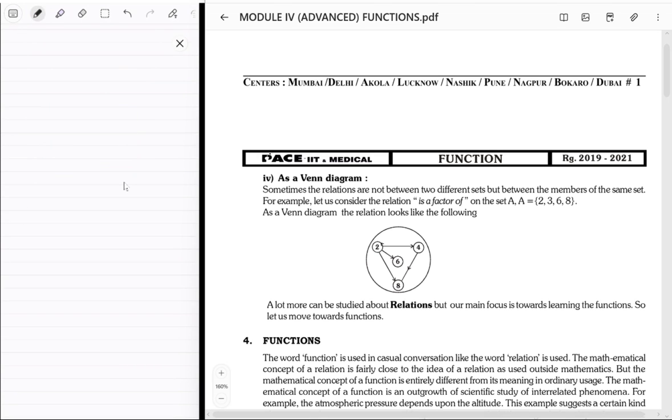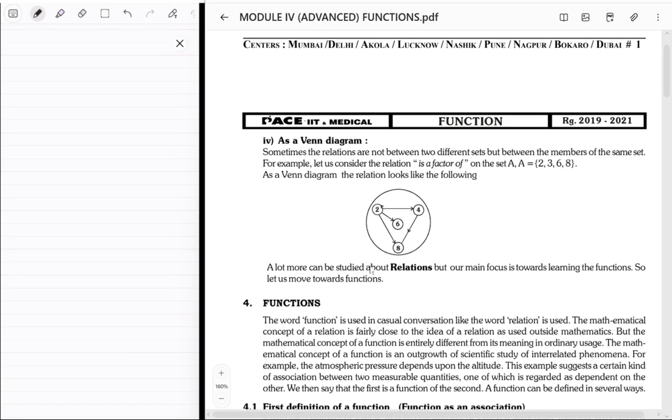Right. And that's why 2 is related to 8 like that, 4 is related to 8 like that, because that's a factor of 8. 2 is also related to 6 like that, and 2 is also related to 4 like that, right? Cool. A lot more can be studied about relations, but our main focus is, of course, functions.